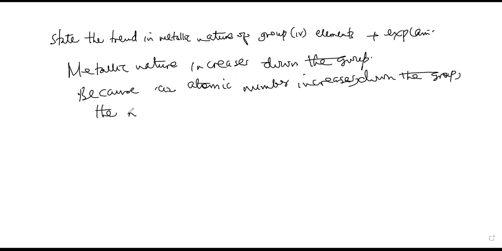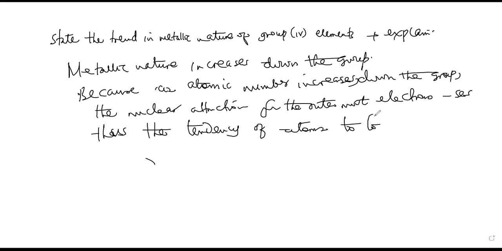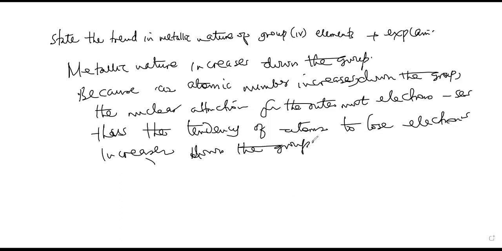the nuclear attraction for the outermost electrons decreases. Thus, the tendency of atoms to lose electrons increases down the group. As atomic number increases down the group, the nuclear attraction for the outermost electrons decreases, and the tendency to lose electrons becomes easy or increases down the group.